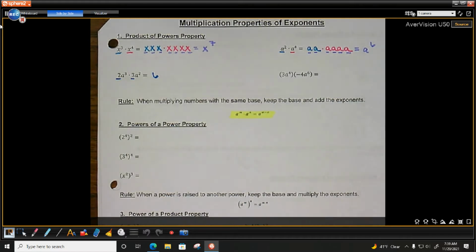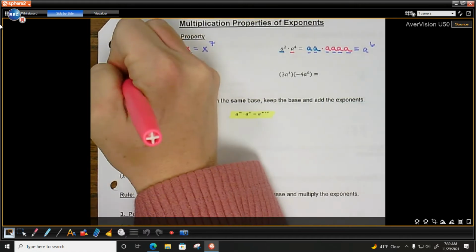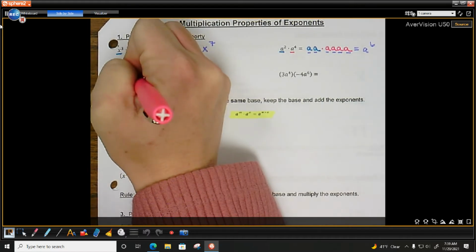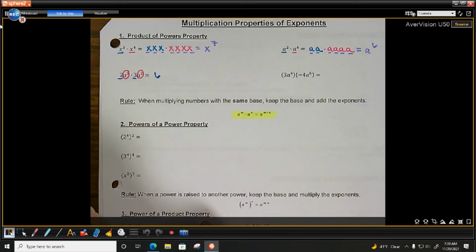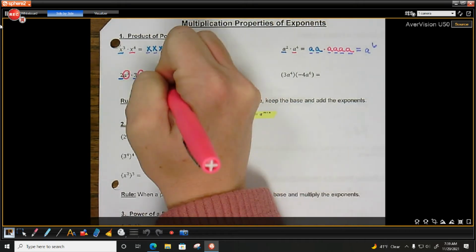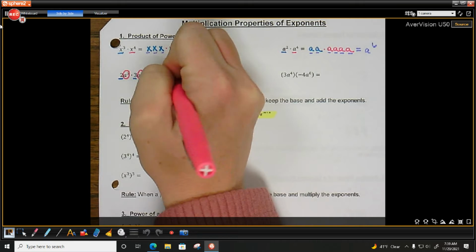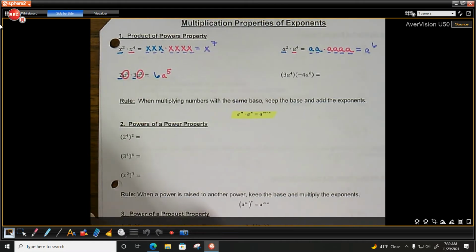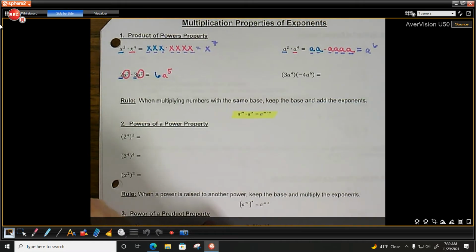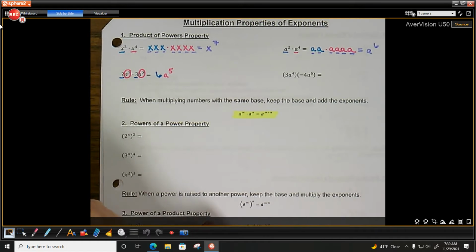Then I have a to the third and a to the second. So how many total a's are there? 5. So a to the 5th. Multiply your coefficients like we've always done, and then add your exponents. We good? Okay, next one.